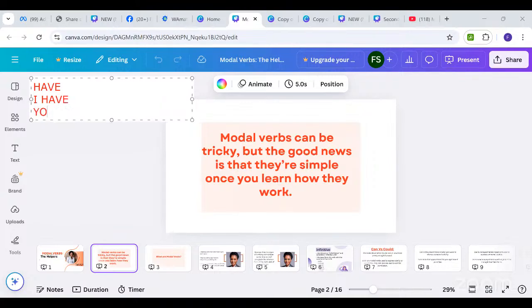You have. We have. They have. So first person singular, second person singular or plural, and then the third person plural, and the first person plural. All of these can go with have.